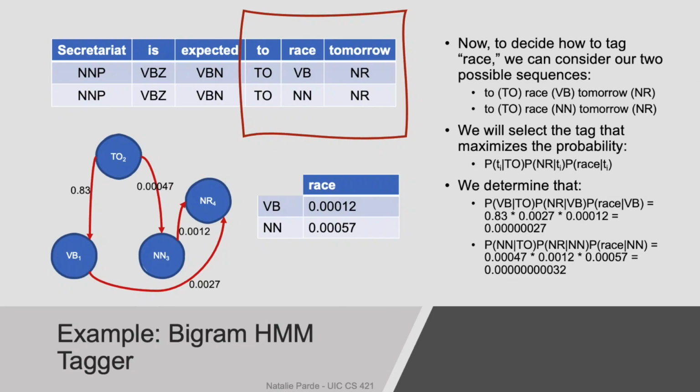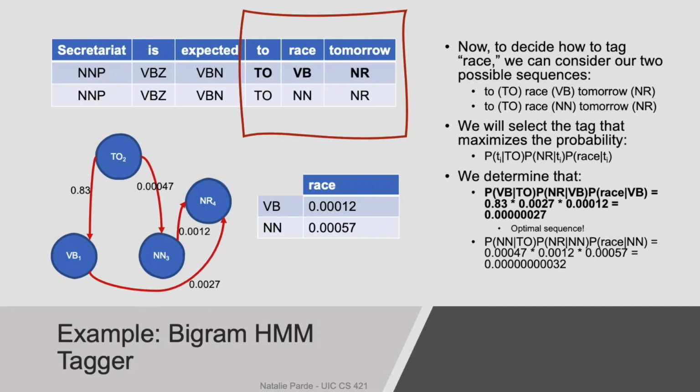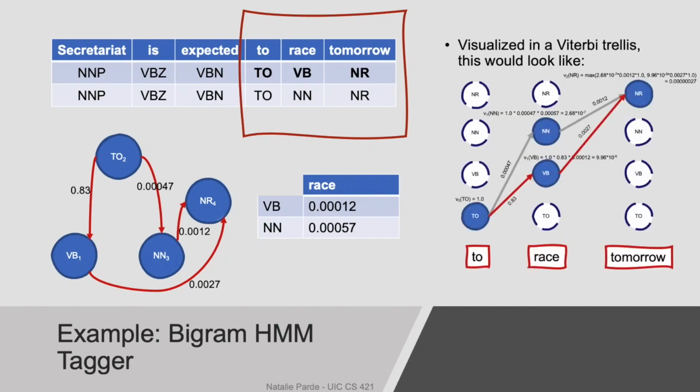We do this and we find that the probability for the first tag sequence is 0.0000027, and the probability for the second tag sequence is 0.00000000032. So the first tag sequence has a higher probability, and that's the one that our model will select. If we'd visualize the previous process in a Viterbi trellis, it would look like what you see here.